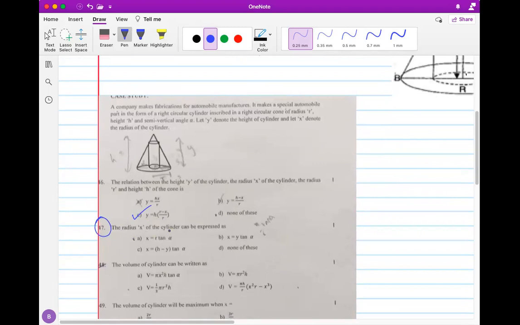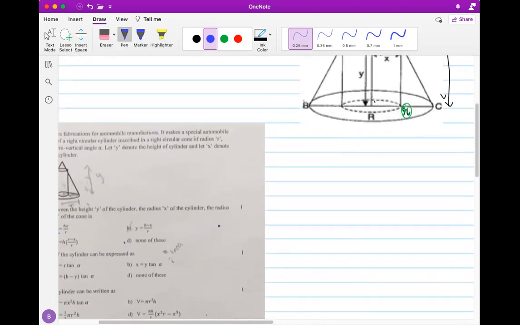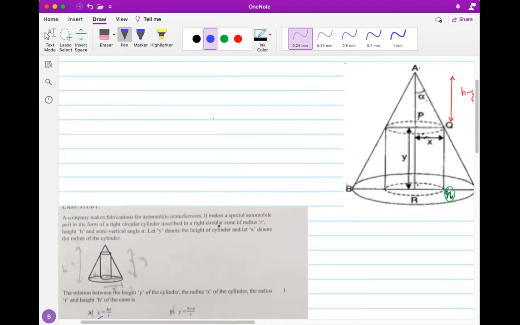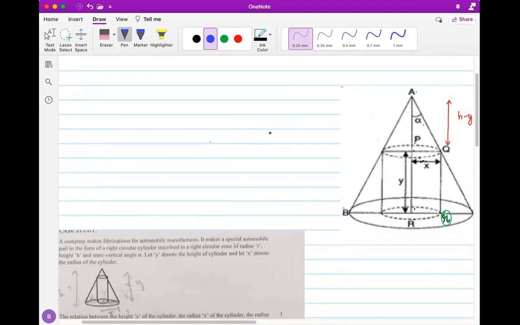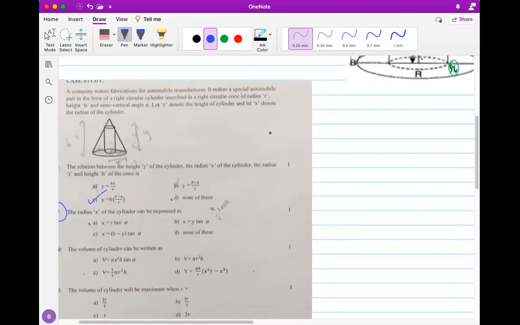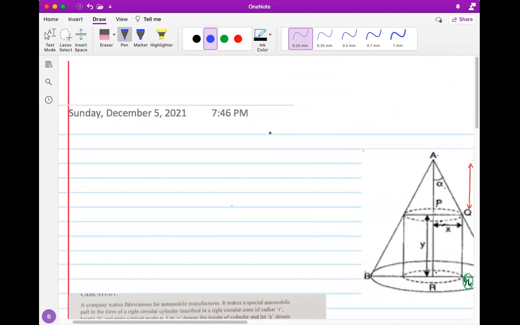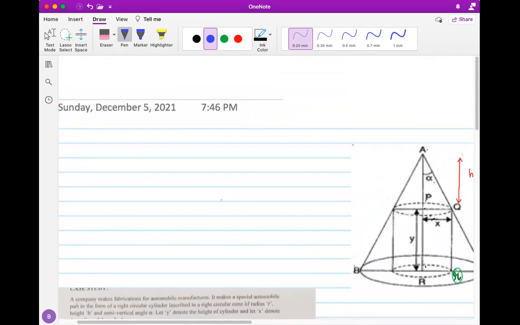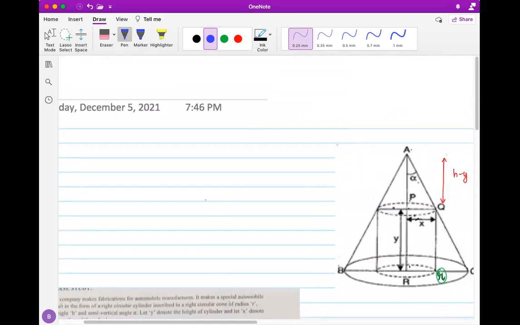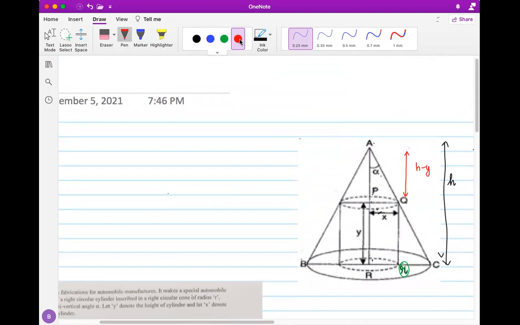The radius x of the cylinder can be expressed as what? This is still simpler. We know that the answer is in terms of tan alpha. We see tan alpha everywhere, so we will consider tan alpha itself. And this is a right angle, isn't it?